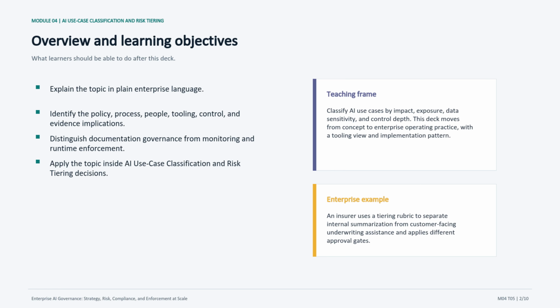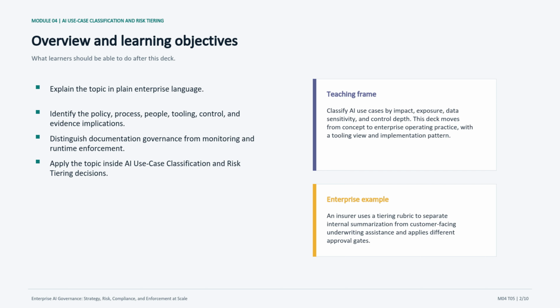Now that the topic is on the table, I want to set our learning objectives. By the end of this deck, the goal is not just to define human in the loop requirements. The goal is to explain how it works inside an enterprise. For this class, I want you to keep six lenses in mind: policy, process, people, tooling, controls, and evidence. A governance idea is only useful when it changes at least one of those lenses in a concrete way.